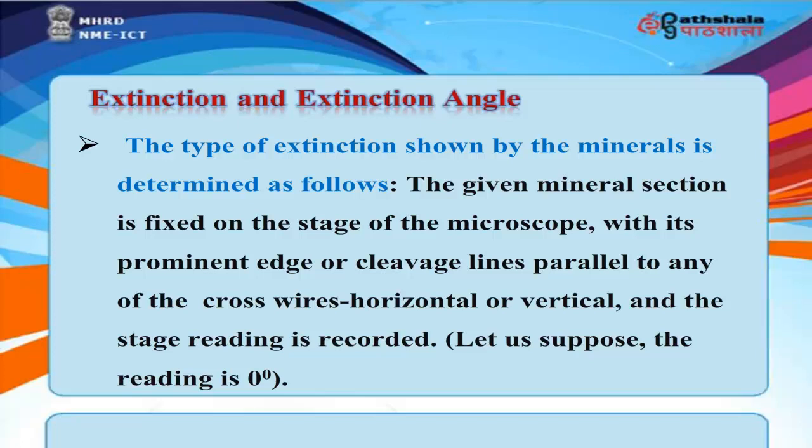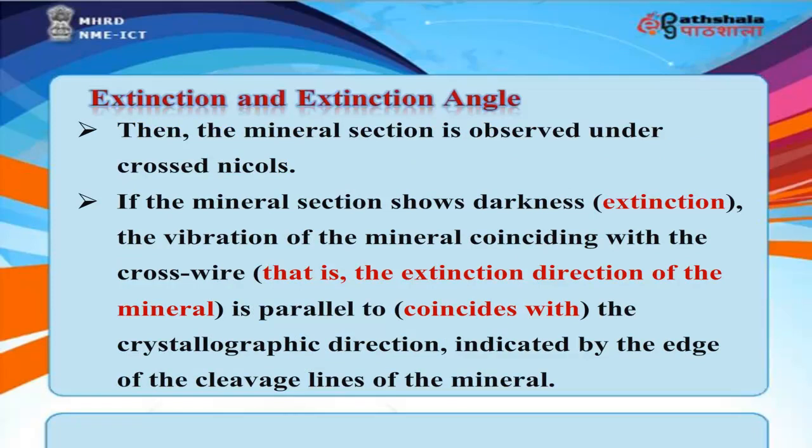The type of extinction shown by the minerals is determined as follows. The given mineral section is fixed on the stage of the microscope with its prominent edge or cleavage lines parallel to any of the crosswires, horizontal or vertical, and the stage reading is recorded. Let us suppose the reading is 0 degrees. Then the mineral section is observed under crossed nicols.